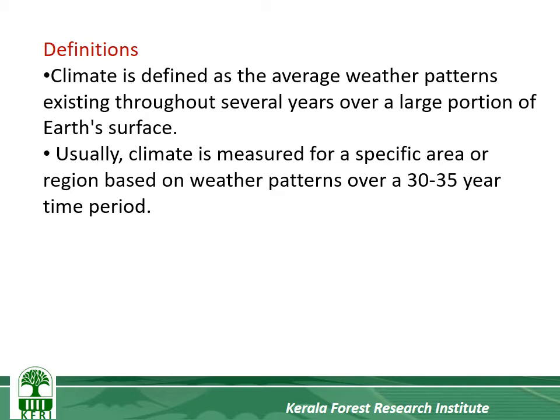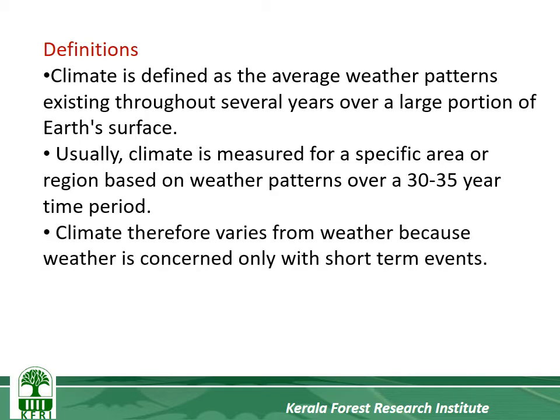of that area. For example, if you want to know what is the climate of Wayanad, you should have a measurement for at least 30 to 35 years of the weather parameters like temperature, the humidity, the wind velocity, the rainfall of the area. All these things, they constitute together the climate. Okay, next is climate therefore varies from weather, because weather is concerned only with short term events. So that is the main difference.